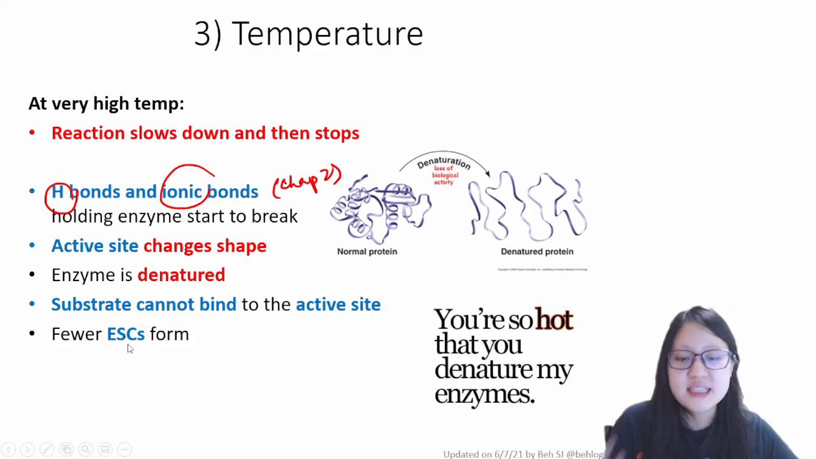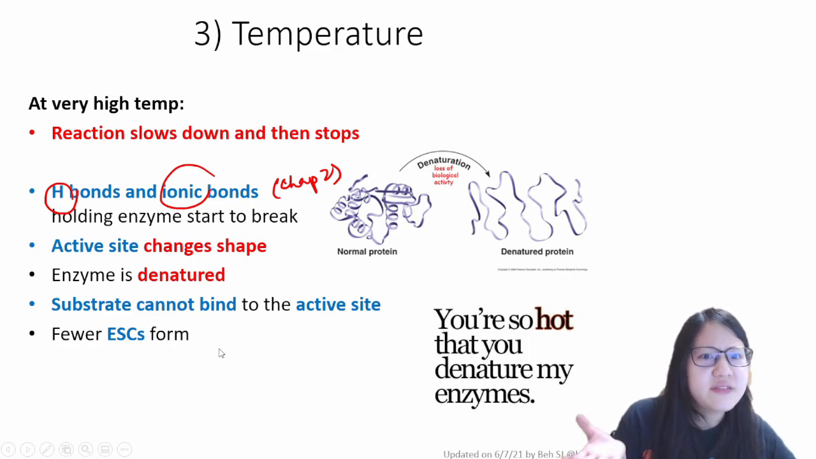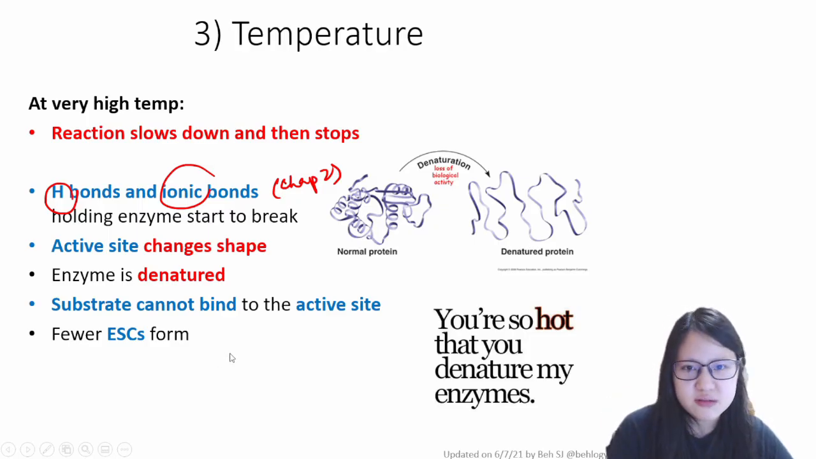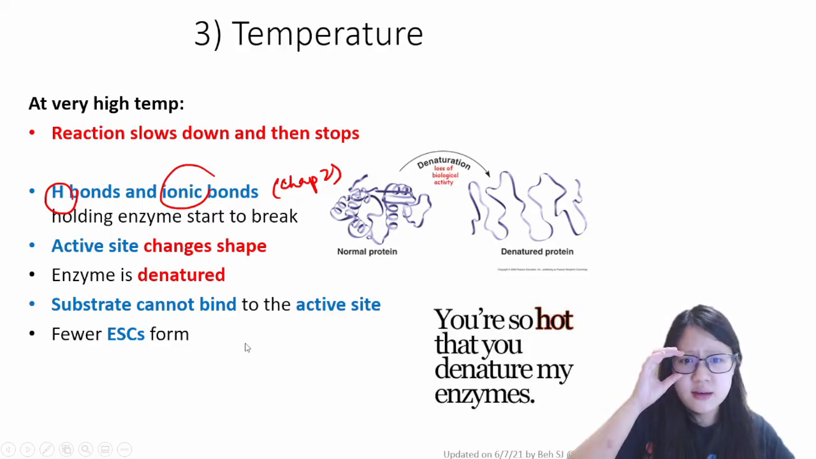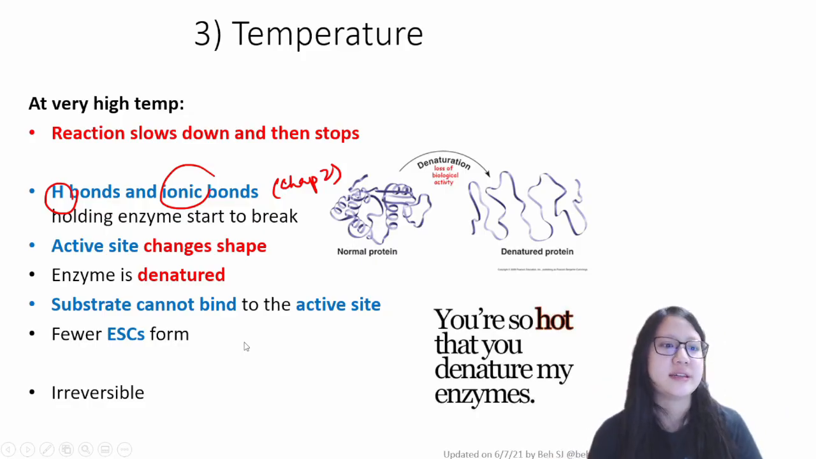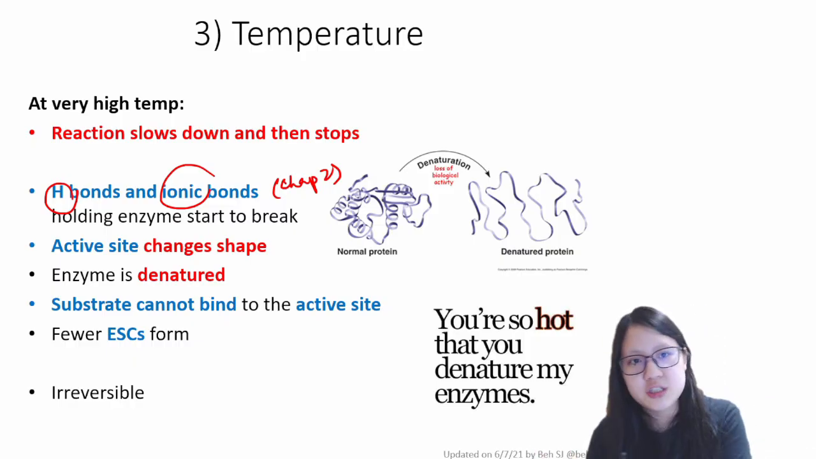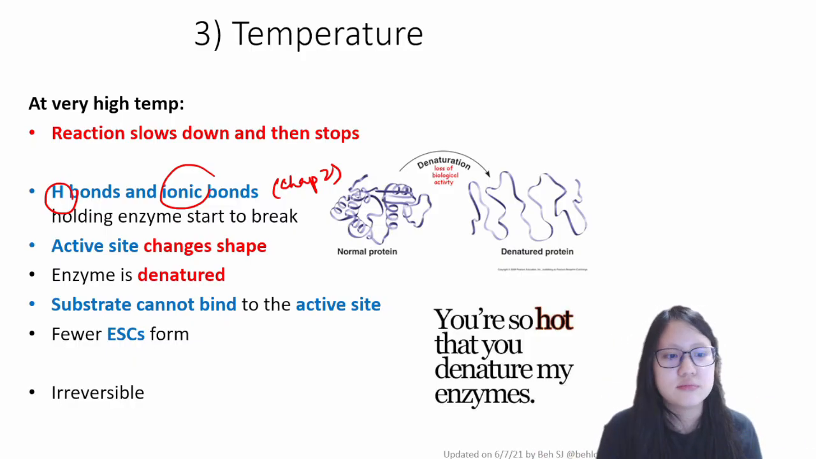And fewer enzyme substrate complexes can form as the temperature increases. And eventually, all the enzymes are denatured and reaction stops. Yep. This is an irreversible process. Once the protein is denatured, it's denatured. Even if you lower back the temperature, it's gone. It doesn't work anymore. So that's temperature for you.